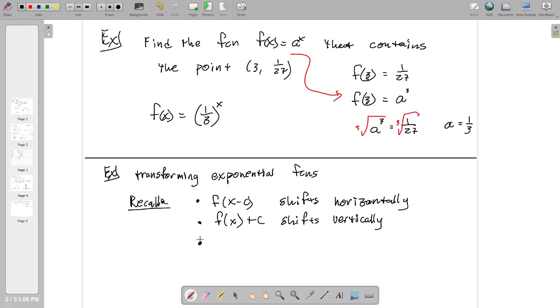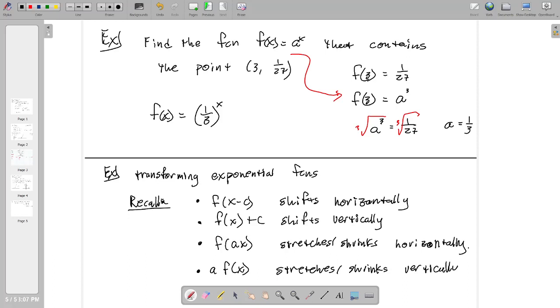Now, for the stretching factors, or the shrinking factor, f of ax stretches or shrinks horizontally, depending on what a is. If it's greater than 1, then it shrinks. If it's less than 1, then it stretches. And then if we have a times f of x, we stretch or shrink vertically. Again, depending on what a is. If a is less than 1, then we shrink. If a is greater than 1, then we stretch vertically. All of these rules apply to exponentials because they apply to every graph. But in this case, we're going to apply them specifically to the exponential function.